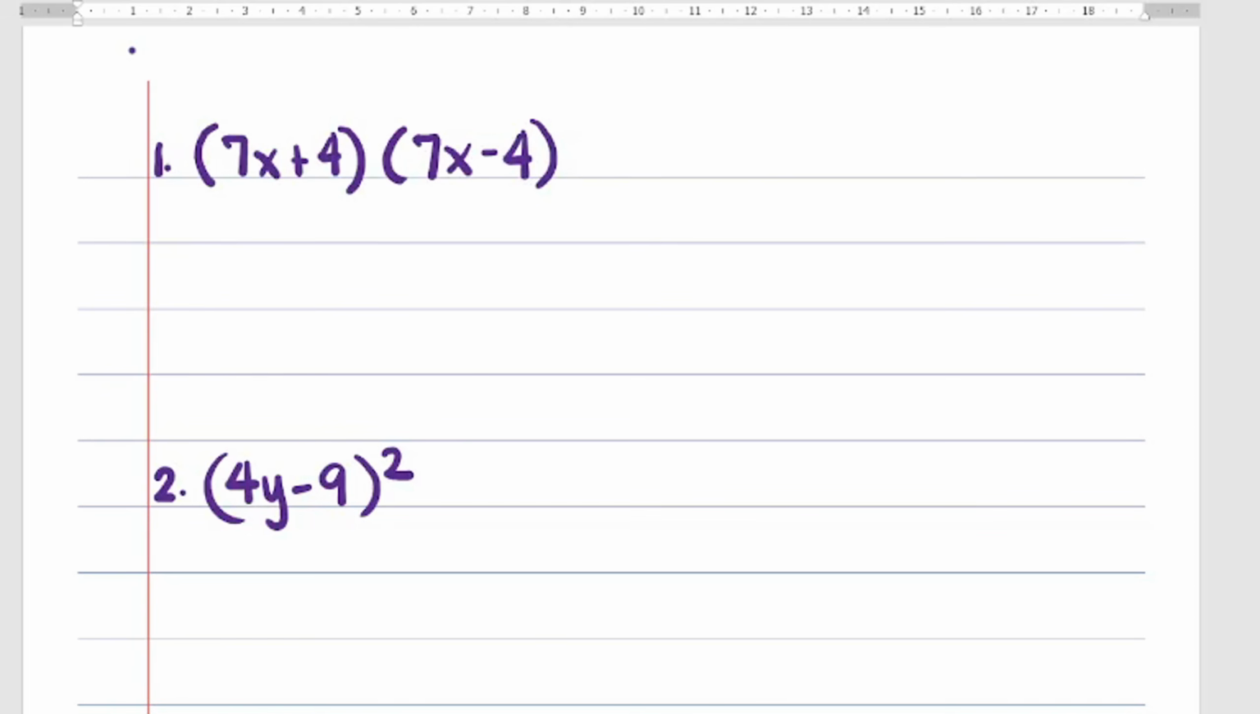Hello, so let us now answer the 20-item activity. So we have here 7x plus 4 times 7x minus 4. If we notice, both expressions have the same 7x, and both have 4. The only difference is their signs, plus and minus. So we could apply the special product: a plus b times a minus b is simply a squared minus b squared.